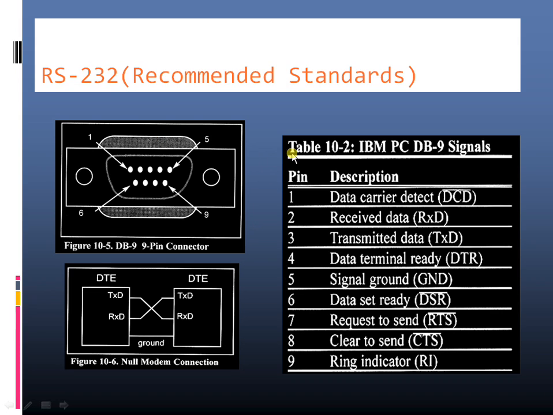As you can see here, a total of 9 signals are given by this RS-232 protocol. Out of these 9 pins or 9 signals, in case of serial communication we are using only 3 signals. Those signals are transmit data, receive data, and then signal ground. Transmit data pin is used for transmitting the data, and RxD is used for receiving the data.